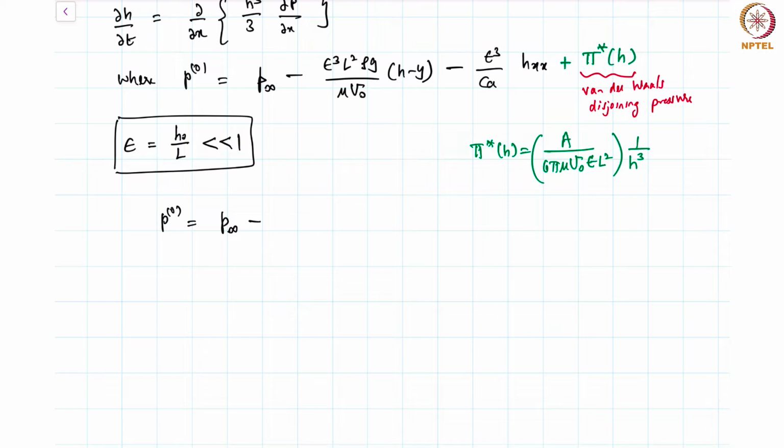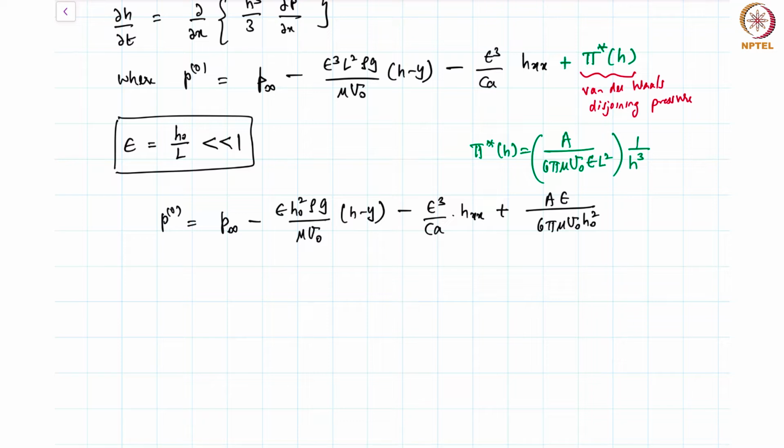So essentially what we get now is epsilon H0 square rho g by mu U0 times (h minus y). Then we have epsilon cube by capillary times h_xx. And finally we have the van der Waals term, which is A epsilon by 6 by mu U0 H0 square by 1 by h cube.